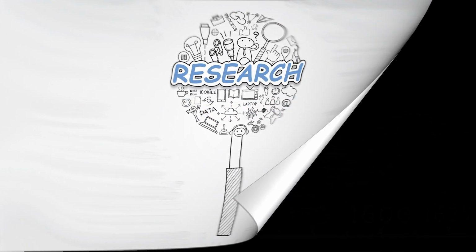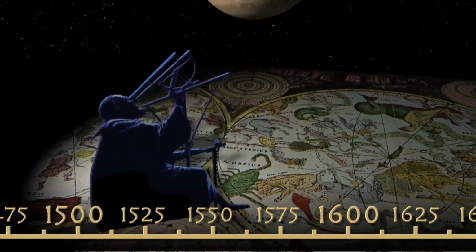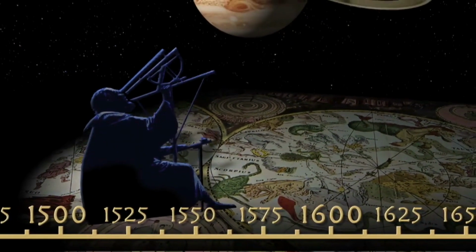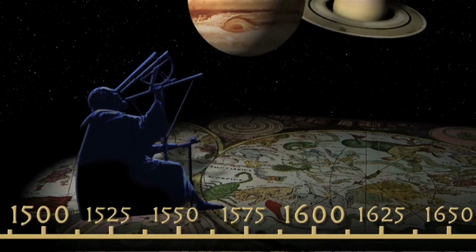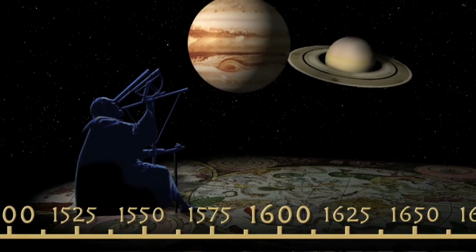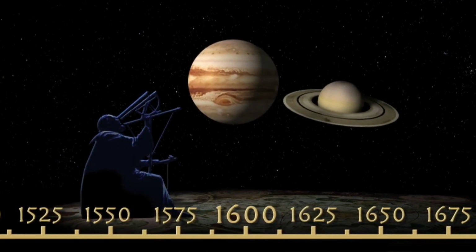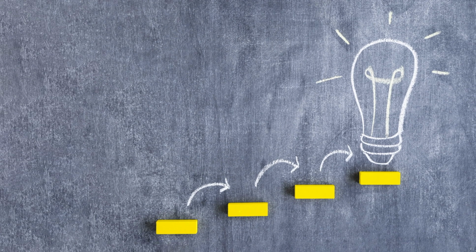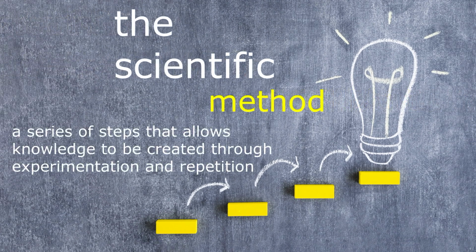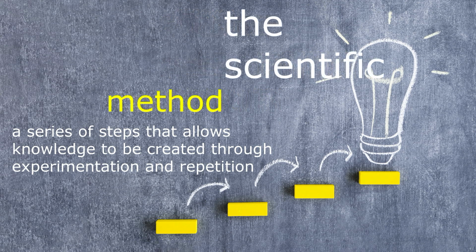Long ago, the knowledge base of humanity was mostly unscientific. People believed what seemed true to them or what they could determine through their own observations. But a few hundred years ago, things started to change. Several inspired scientists started establishing what we now call the scientific method, a series of steps that allow knowledge to be created through experimentation and repetition.